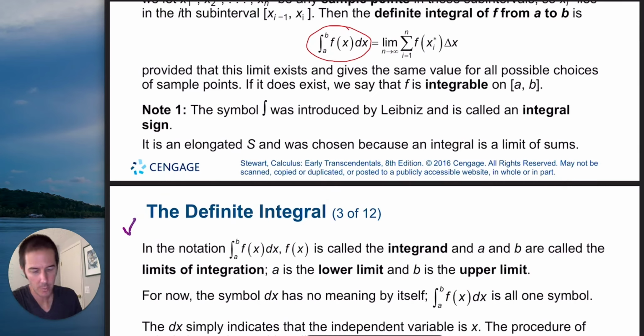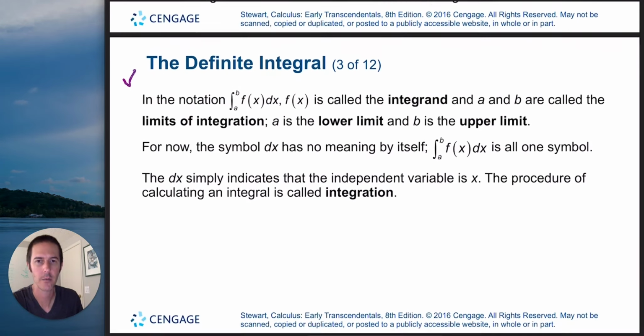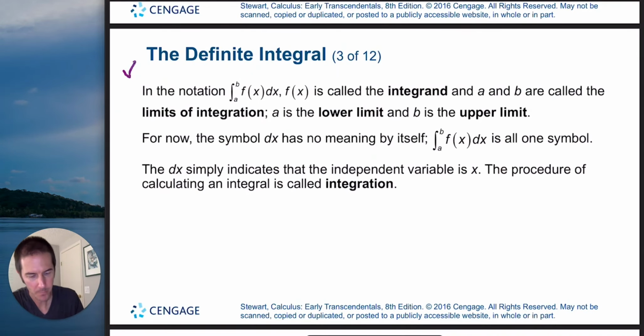This symbol was introduced by Leibniz, a very famous mathematician. It's called the integral sign or integral symbol. It's an elongated S because it's a limit of our sums. So we're summing, we're adding together all the areas of those rectangles. Very often, this part of the expression or the integral I refer to as the argument. More formally, it is referred to as the integrand.